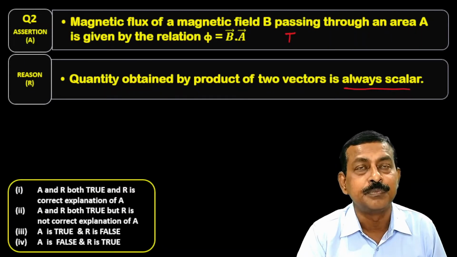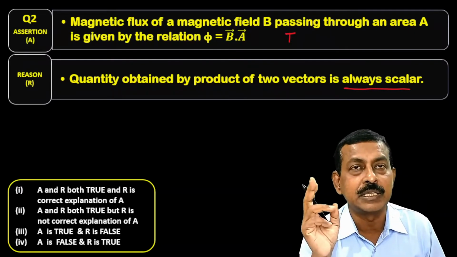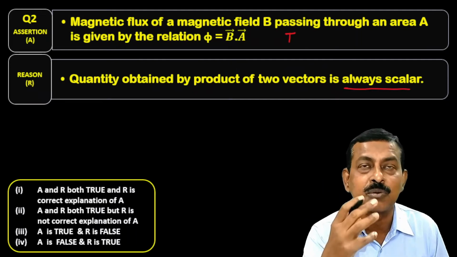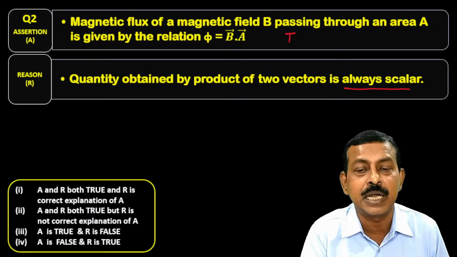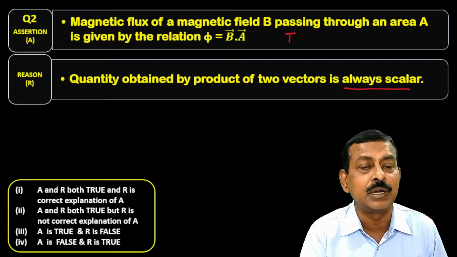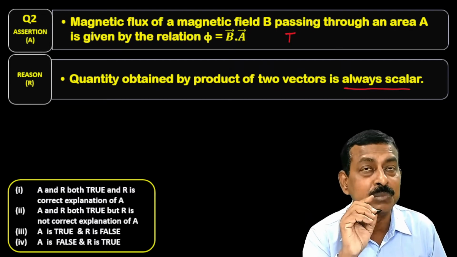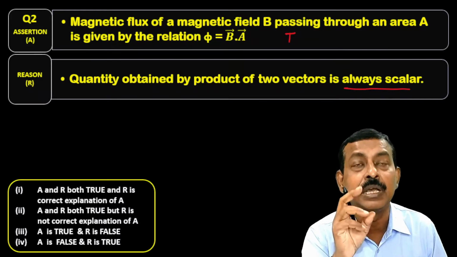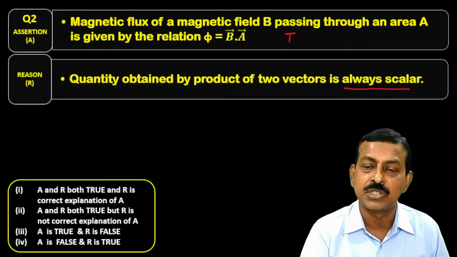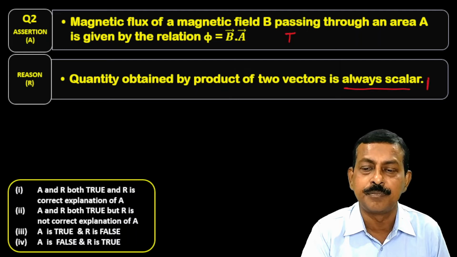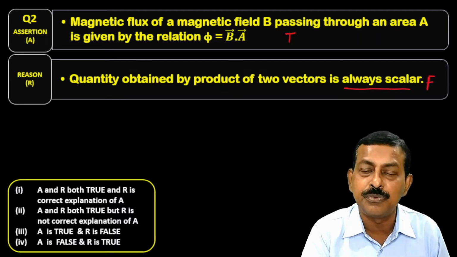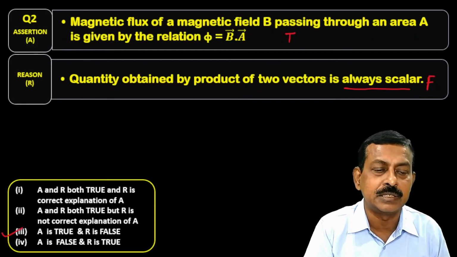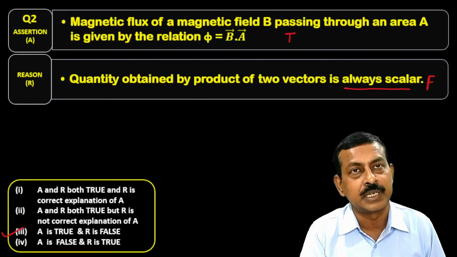This is not true, because if two vectors are there, their product may be a scalar quantity or it may be a vector quantity. So they are just writing that in a generalized statement, although in the first part it has been given as a scalar product. So this is false. So now we have the assertion true, reason false. So in that case, again, it is the third option which is the correct one.